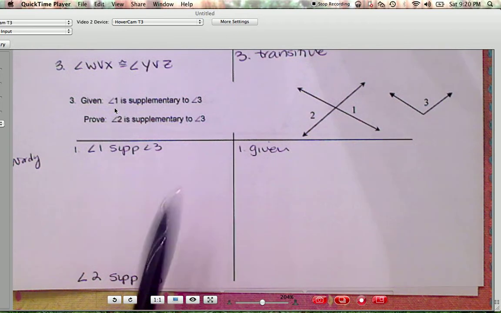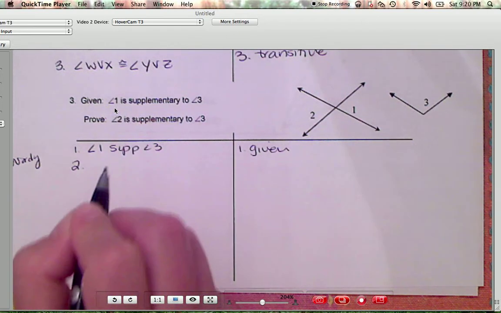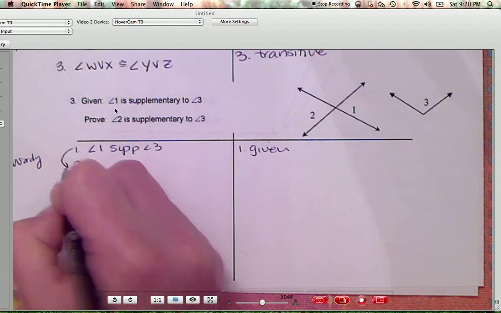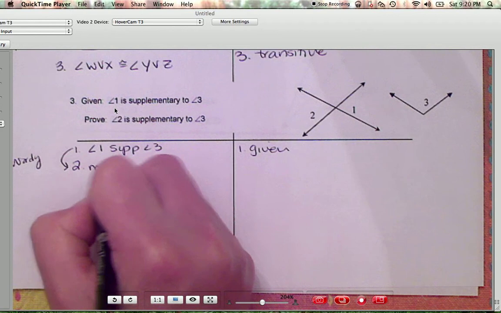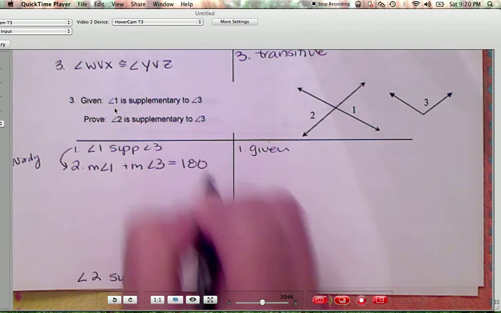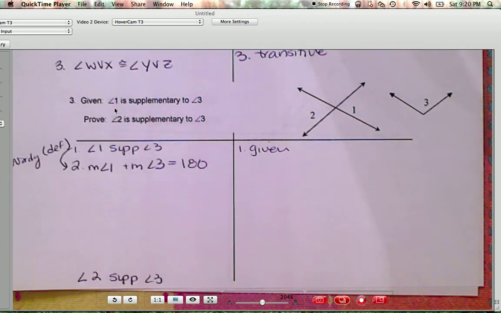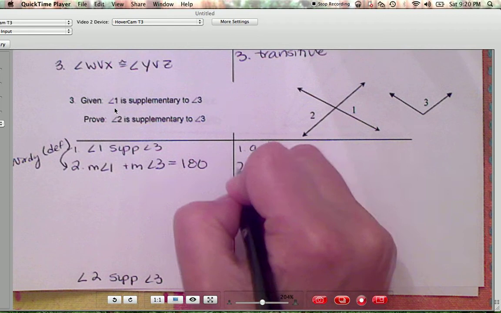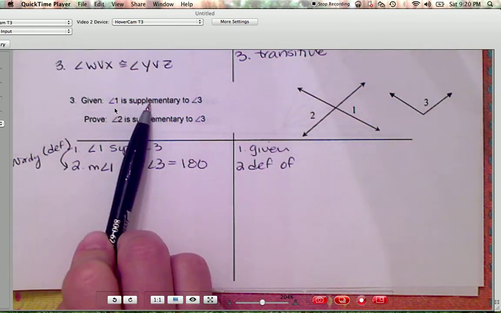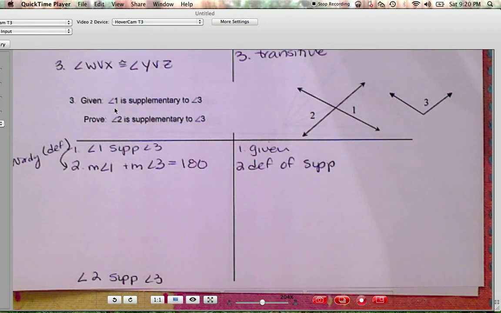Okay, so we think about what supplementary means to us, and we want to undo that wordy statement. So supplementary means that they add up to 180. So to undo that wordy statement, we can just say the measure of angle 1 plus the measure of angle 3 equals 180. And again, remember, wordy statements are always definitions. So this one would be definition of, and look at the word, supplementary. You can just write sup, definition of sup.